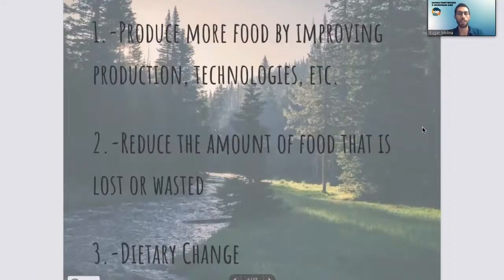All right, so there are 3 ways that we can solve this problem. One is to produce more food by improving production and technology, such as irrigation. The other one is to reduce the amount of food that is lost or wasted, mainly through laws. And then there's the last one, which is through dietary change. Dietary change is the one that I'm proposing, because it's the one that we can all take action on right away, since we all eat pretty much 3 times a day. Whatever food we buy, we can make decisions, and it will change right away.